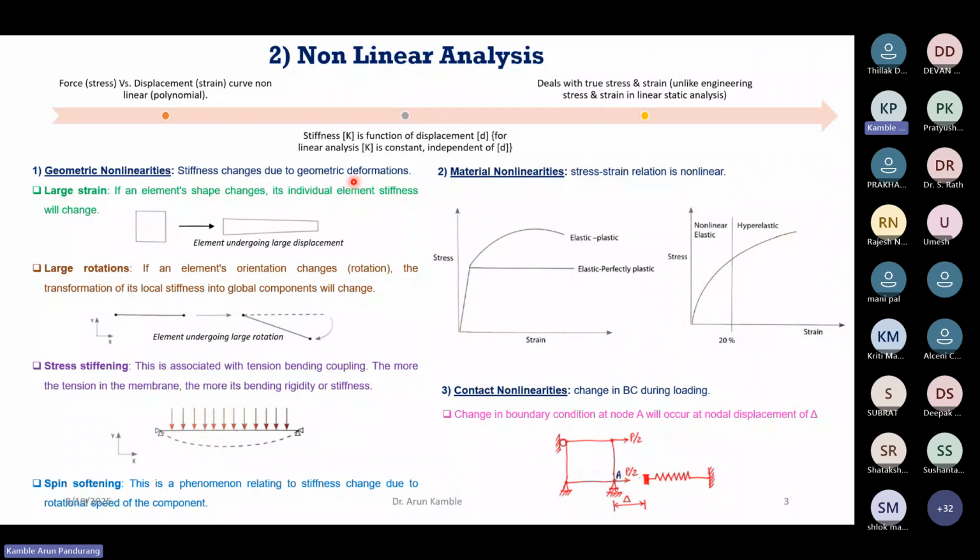The first example of the geometric nonlinearity is large strain. You can see here the elements are undergoing large displacement. It means if an element's shape changes, its individual element stiffness will also change. Second example is large rotation. In this, if an element's orientation changes or it rotates, the transformation of its local stiffness into global components will change.